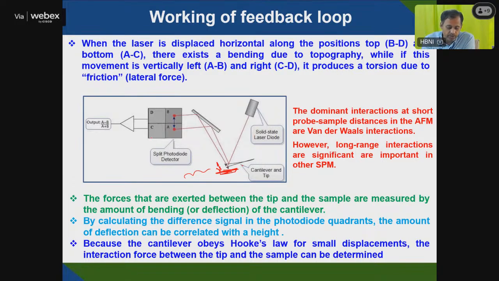Then you have a feedback loop here, the A, B, C, D loops. My light is falling on the tip surface, and then it's reflecting back to my photodetector, the A, B, C, D photodiode. Here you can see whether the position is falling on A, B or falling on C, D. That mainly decides how the force is generated and what the displacement is, which you will measure based on Hooke's law.